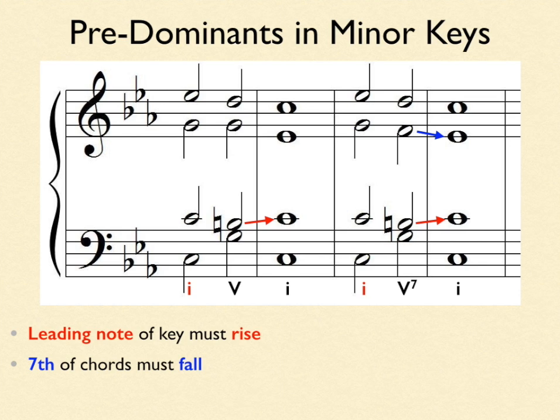Note again that for any seventh chords, the seventh must fall. So in the second example, we're using the dominant seventh, and that seventh occurs in the alto part. It's an F, and it's falling down to E flat. Okay, so same rules as before, basically. And let's hear how that sounds.